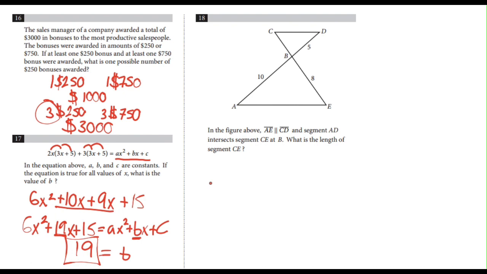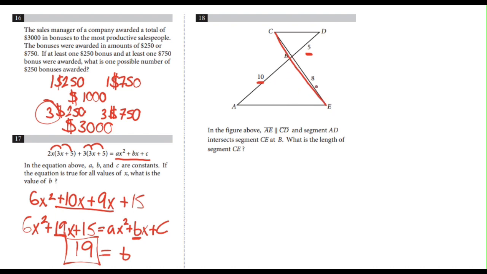Number 18, in the figure above, line AE is parallel to line CD, and segment AD intersects segment CE at B. What is the length of segment CE? So we're looking for the length of this entire line from C to E. If we notice, since CD and AE are parallel, there's going to be some kind of proportionality between the two triangles that we see. Notice here that BD we have 5 and AB we have 10. At this point, it's evident that this smaller triangle is half of the bigger triangle.